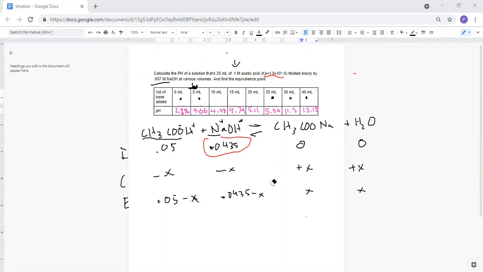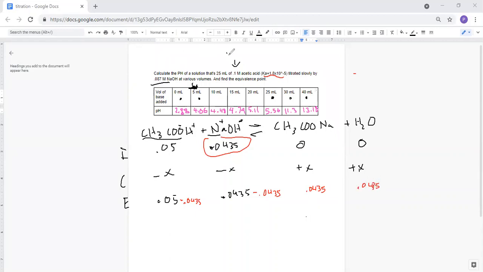So let's go ahead and replace these guys. So this is an important part. If you're stuck, remember, oh yeah, I need to subtract my limiting reagent. So minus 0.0435. It looks weird in red, I'm sorry. So minus 0.0435, and then we gain 0.0435 molarity.